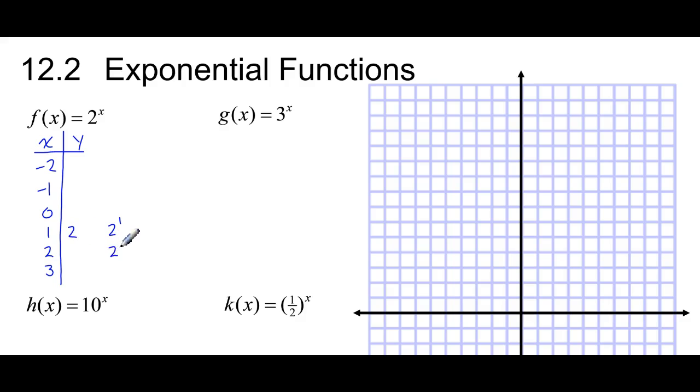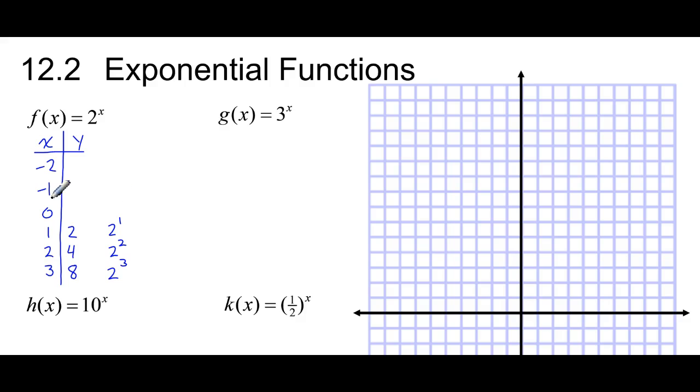If we try plugging in 2, 2 to the second is 4. And if you plug in 3, you get 8. Notice it's always 2 for the base, and it's the exponent that's changing. So you're doing 2 to the first, 2 squared, 2 cubed. The next one would be 2 to the fourth, and you'd get 16.